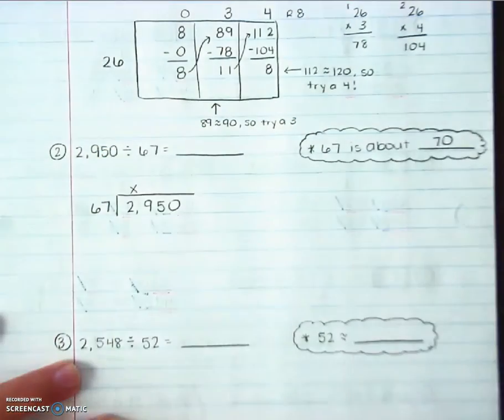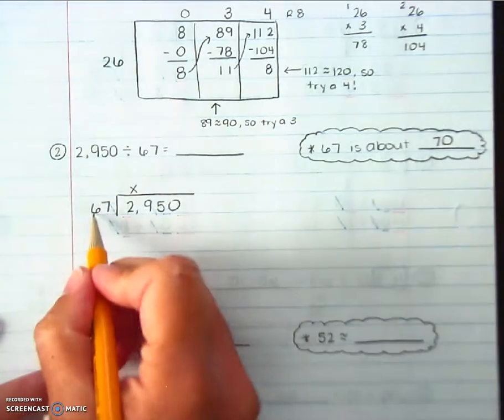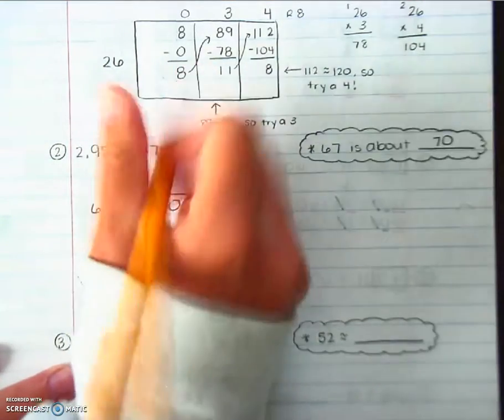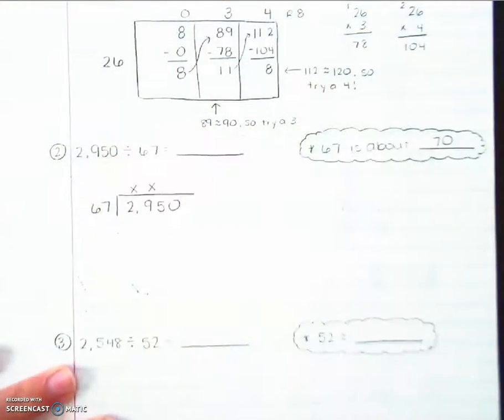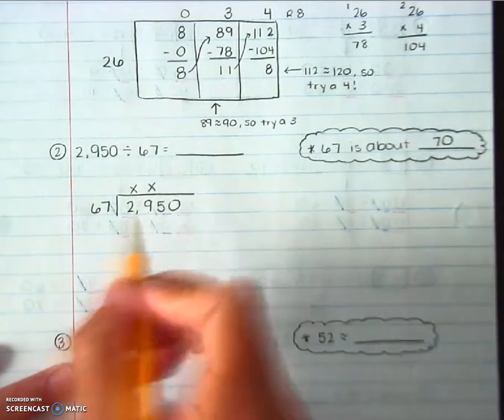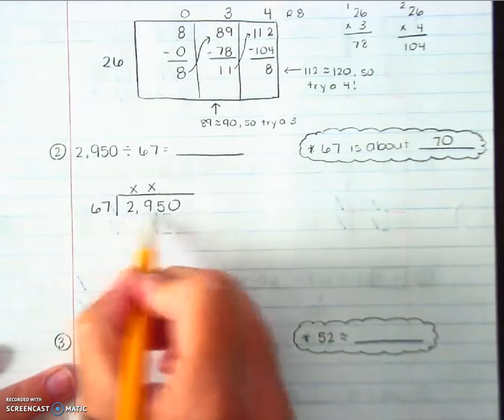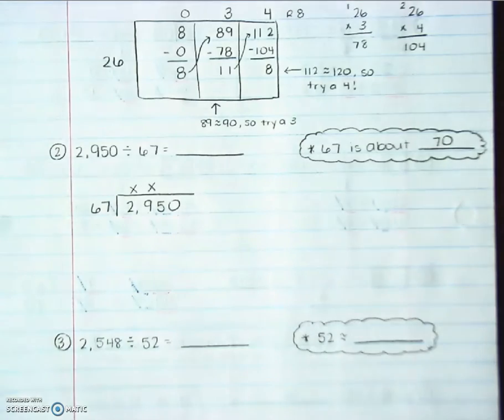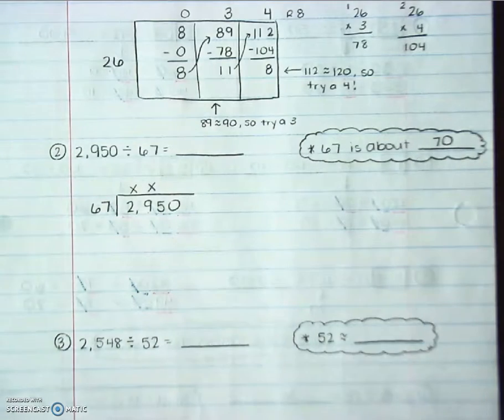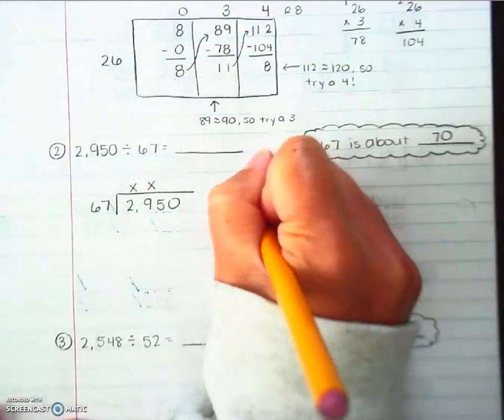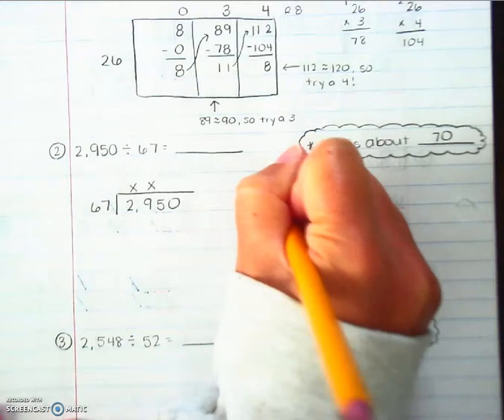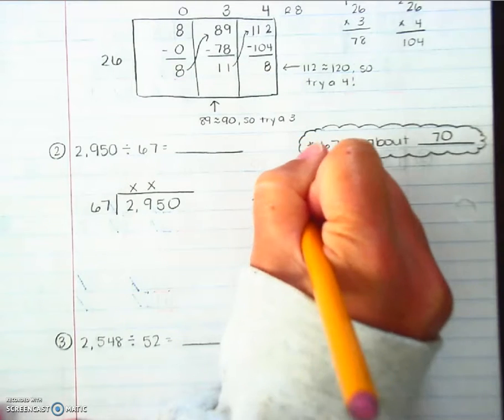None, so I'll put a placeholder 0 or an X. How many groups of 67 can I make out of 29? None, so I'll put another placeholder 0 or X. So now, how many groups of 67 can I make out of 295? So 295 is about 280.